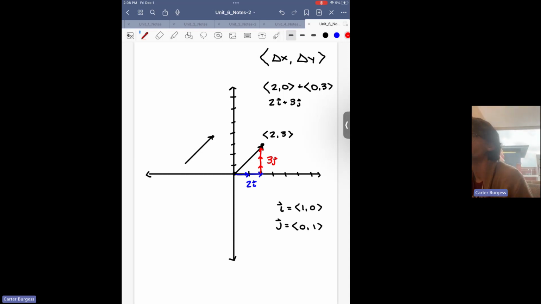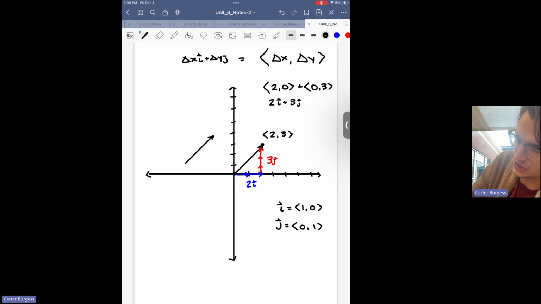And so we get what I'm going to call decomposition form, which is to say that any vector that can be written in the form x comma y or delta x comma delta y can also be written as delta x in the i direction plus delta y in the j direction, and you'll see either. You can see both.